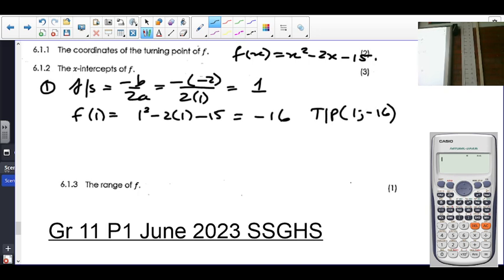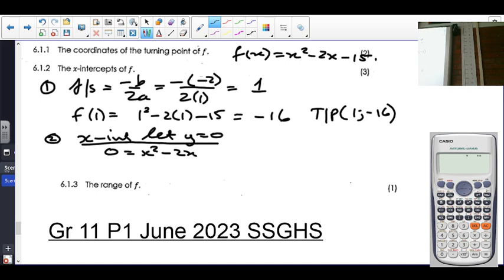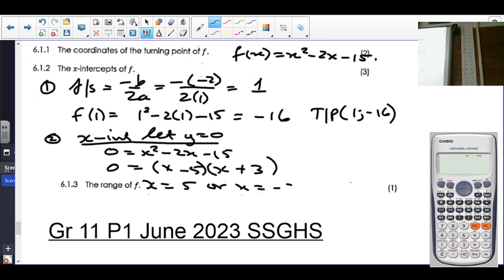negative 16. Let's look at number 2. Number 2 says the x-intercept of f. How do you calculate x-intercept? We let y equal to 0. So 0 is equal to x squared minus 2x minus 15. So we got x and x, 5 and 3, minus plus. So x is equal to 5 or x is equal to negative 3. Okay.